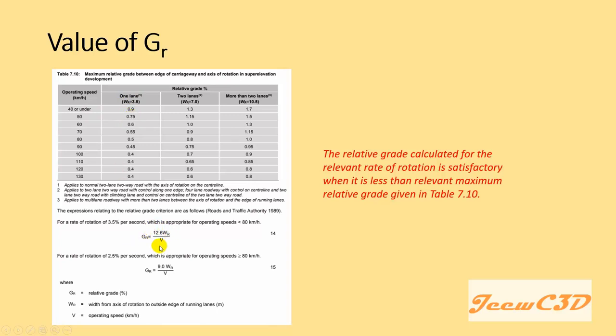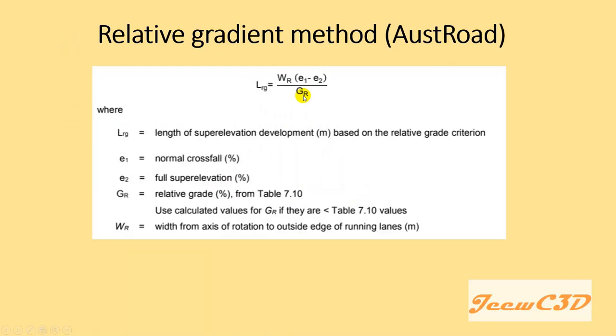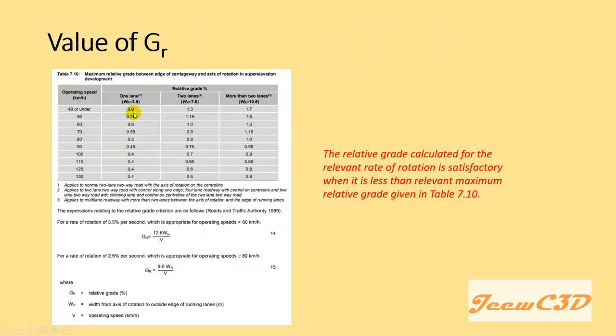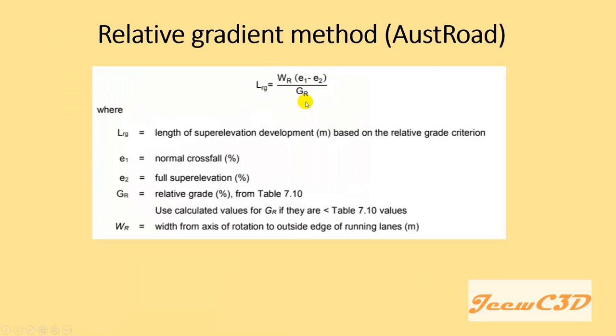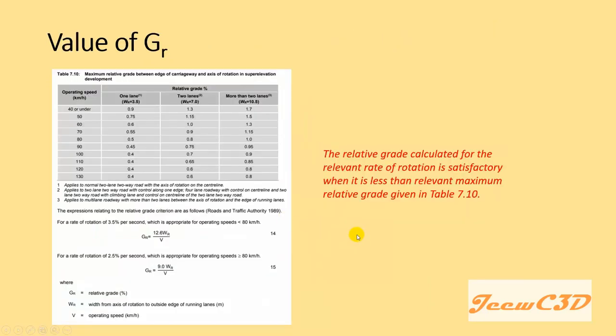Once you calculate it here, if the value is less than 0.75, you can use that lower value in this equation. If it is greater than 0.75, you have to use 0.75 in this equation. That is the importance of GR in this relative gradient method. So that is about the relative gradient method to get the length of super elevation development.